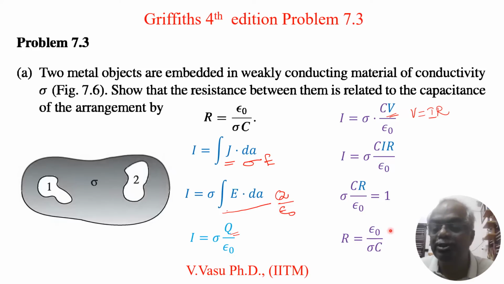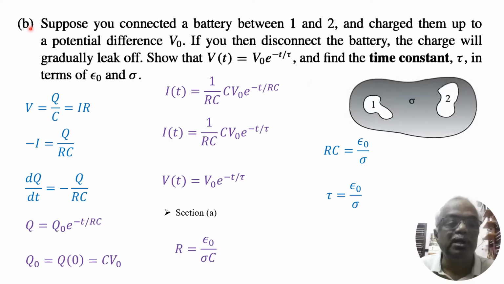Now we will move on to the next part. Part B is: suppose you connected a battery between 1 and 2 and charged them up to a potential difference of V naught. If you then disconnect the battery, the charge will gradually leak off, so that V of t is equal to V naught e to the power minus t over tau. Here tau is the time constant. Find the time constant tau in terms of epsilon naught and sigma.